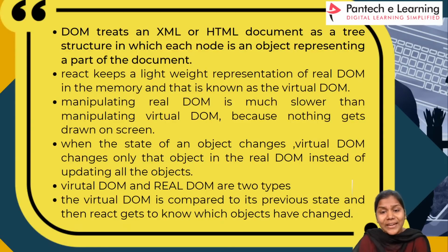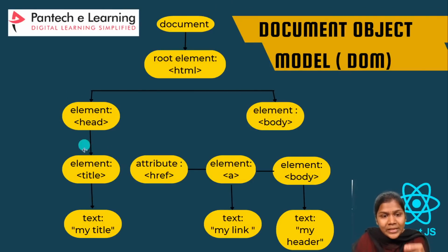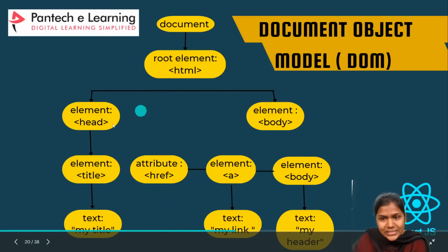Manipulating the real DOM is much slower than manipulating the virtual DOM because nothing gets drawn on screen. It is virtual. When the state of an object changes, the virtual DOM changes only that particular object in the real DOM instead of updating all the objects. Suppose you consider here, instead of updating all the objects, it will directly update whatever modification has been done.